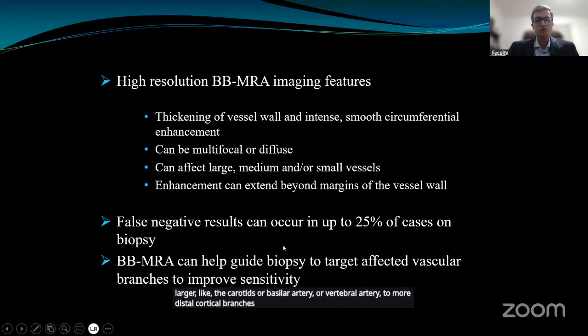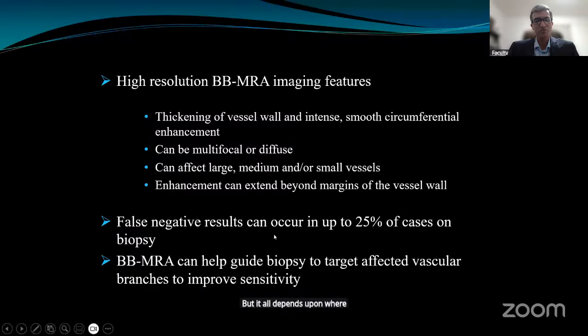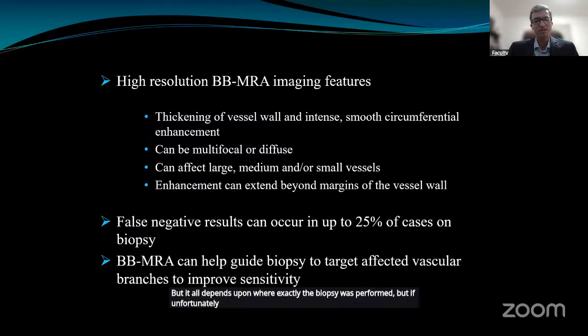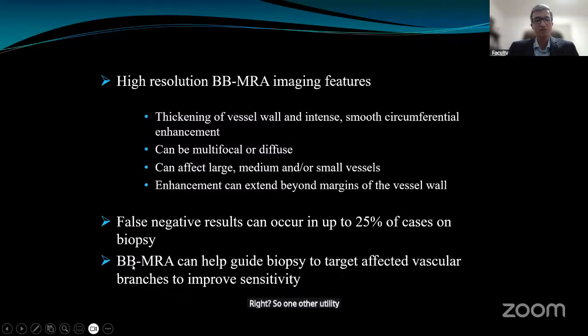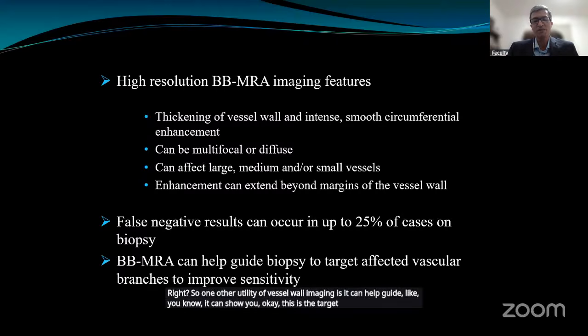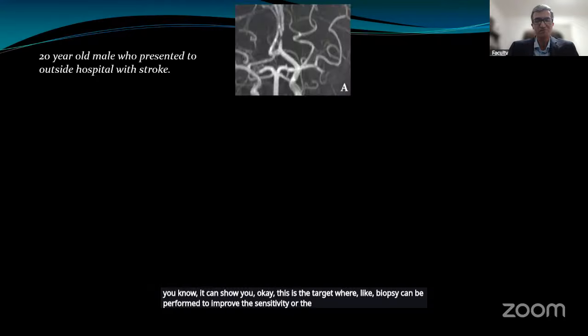And remember, although the gold standard for diagnosis is biopsy, it all depends upon where exactly the biopsy was performed. If unfortunately the biopsied area was not involved with vasculitis, then it's going to be negative. So false negative results can occur in up to a quarter of patients. One other utility of vessel wall imaging is that it can show you the target where biopsy can be performed, to improve the sensitivity or yield of the biopsy.